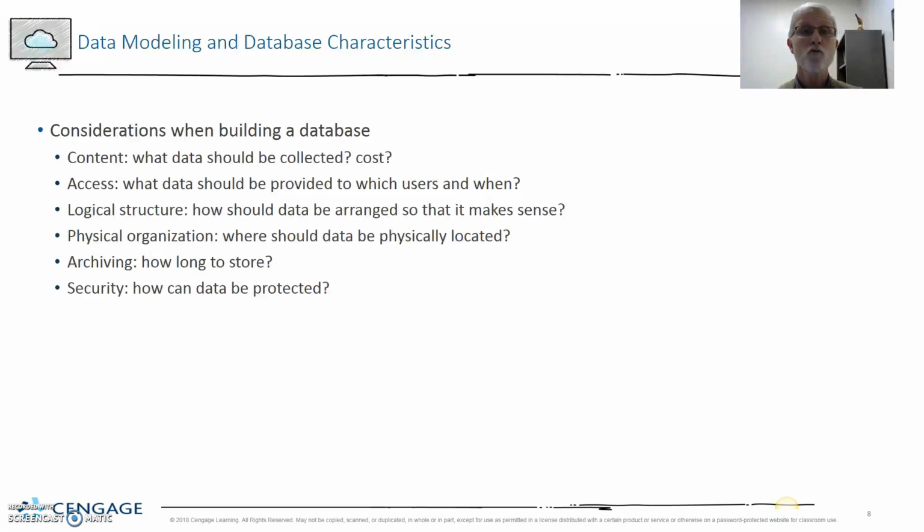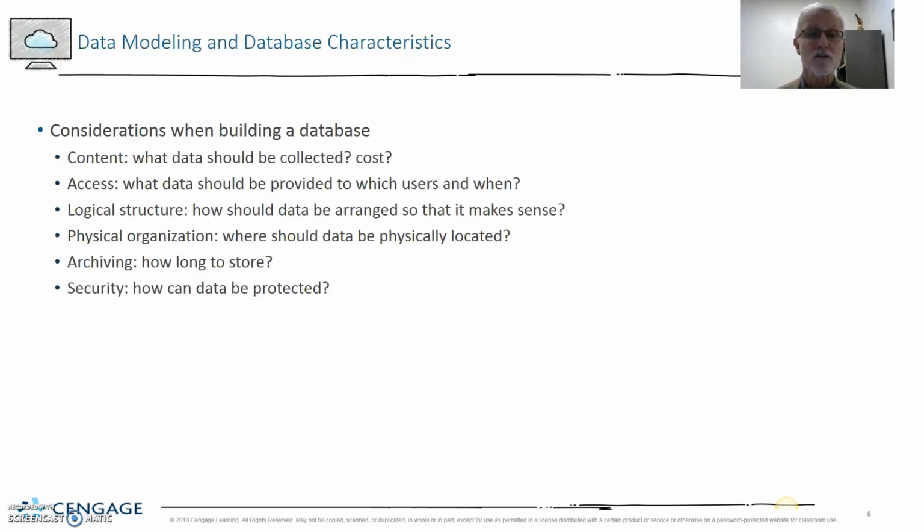Access. Who should get access? When? Is it access to the database, access to a record, access to a field? Are some readable, some writable? So you've got to understand what has access. What is the logical structure? How does it make sense to arrange the data?